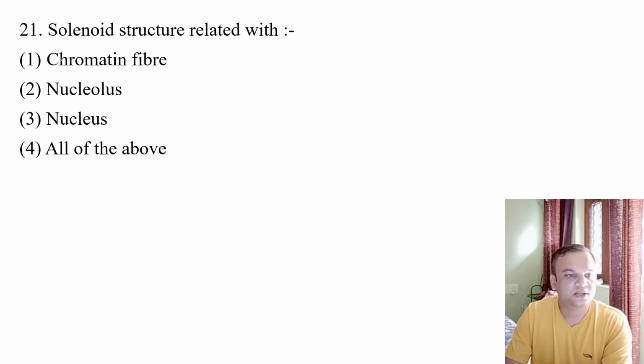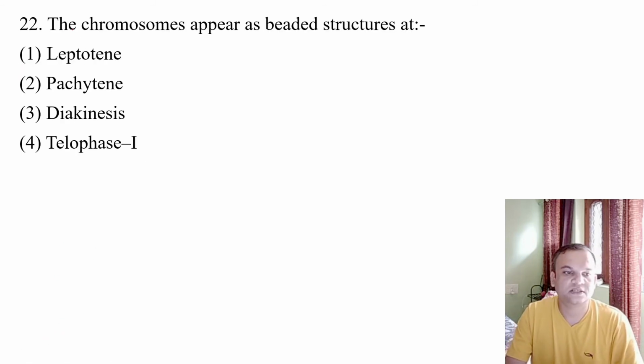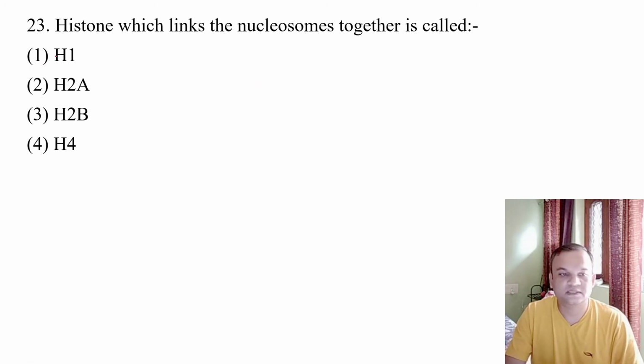Next question says, solenoid structure is related with. It is related with chromatin fibers, because as I have told you, solenoid is formed of the nucleosomes, and nucleosomes are formed of the histone proteins, and they are wound by the chromatin fibers, and that is why the answer will be chromatin fibers. Next question is, the chromosomes appear as beaded structures at leptotene stage of prophase 1. We find the chromosomes as beaded structures. Next one is, the histone which links the nucleosomes together is called the H1 histone protein. It links the two nucleosomes together.